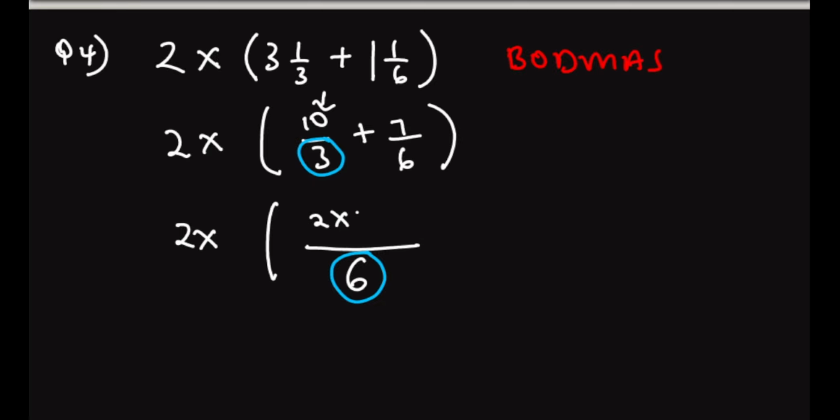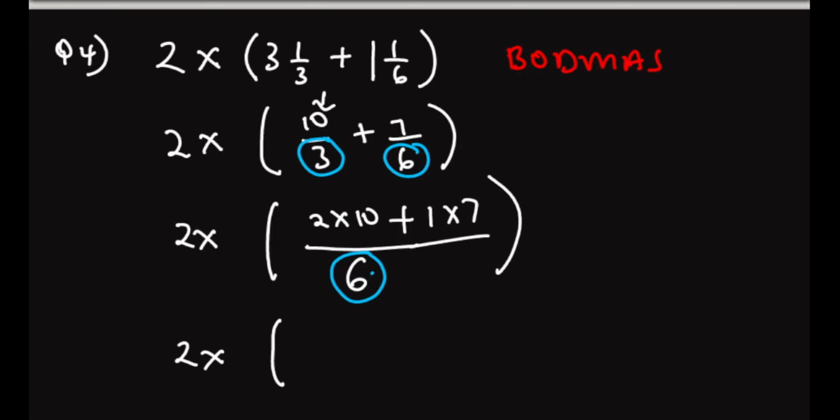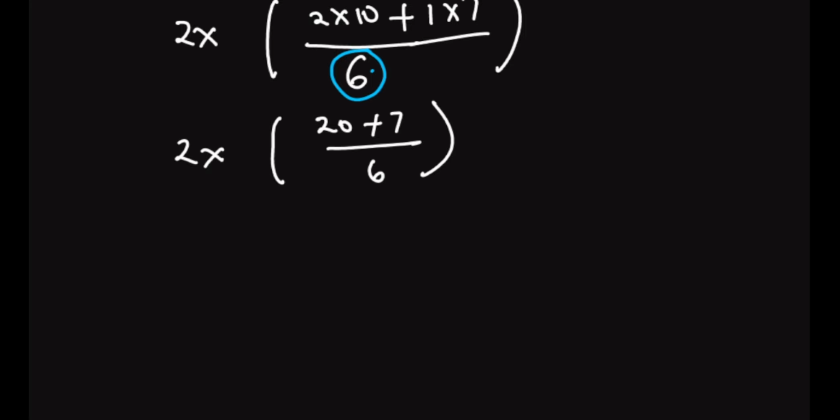Okay, then plus. Then we take the second denominator, which is 6. How many times will this 6 divide this 6? That's 1, right? So 1 times the 7. Then we close our brackets. So we're going to have 2 times, bracket open, 20 plus 7 all over 6. So we simplify this further to be 2 times, bracket open, 20 plus 7, that's 27, all over 6, and we close the bracket.